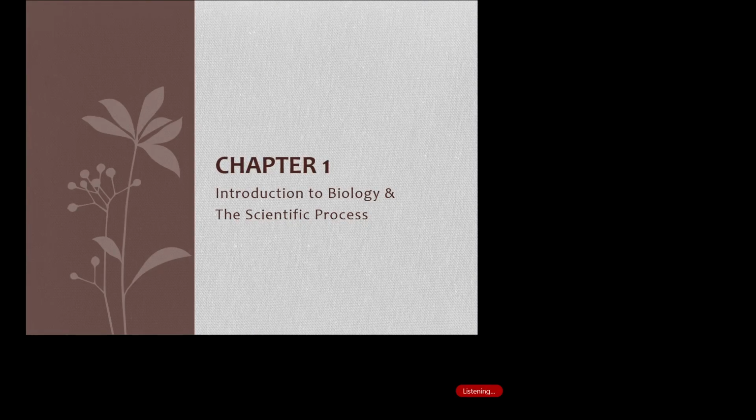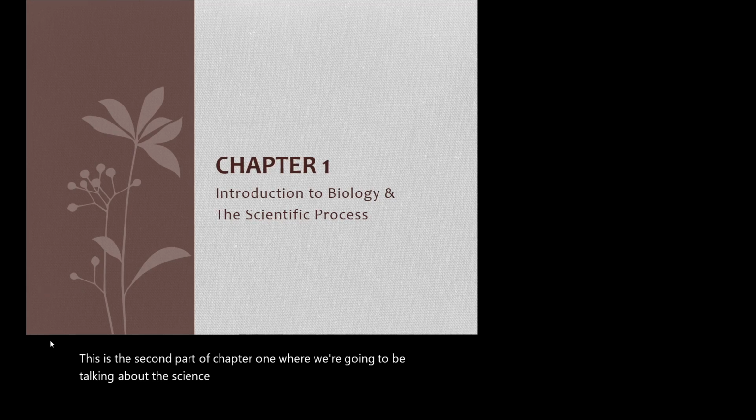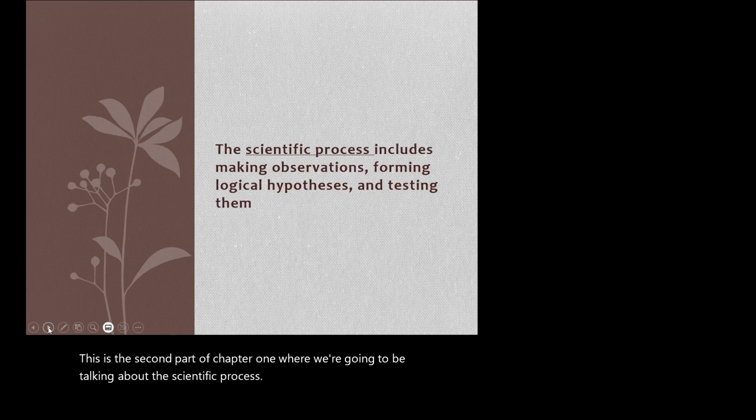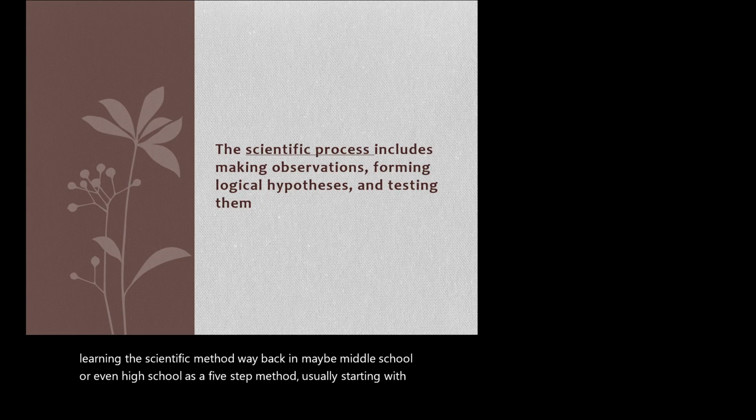This is the second part of Chapter 1, where we're going to be talking about the scientific process. The scientific process includes making observations, forming logical hypotheses, and testing them. You might remember learning the scientific method way back in maybe middle school or even high school as a 5-step method, usually starting with step 1, ask a question, and so forth.